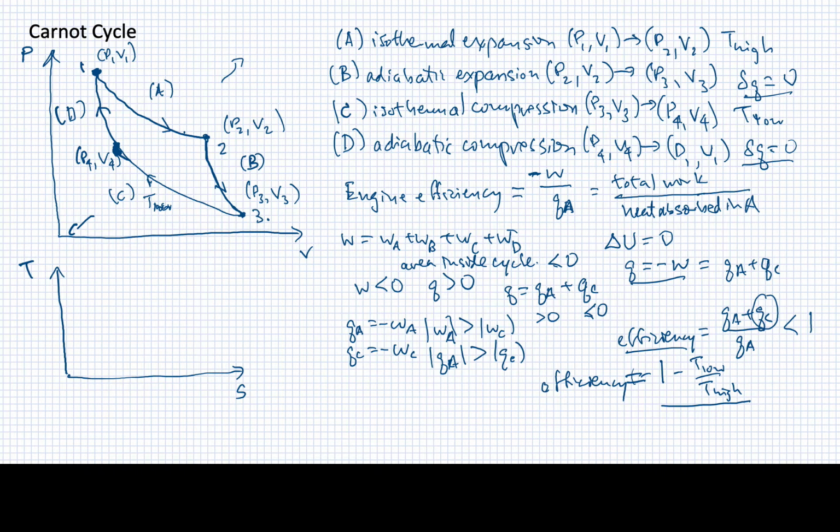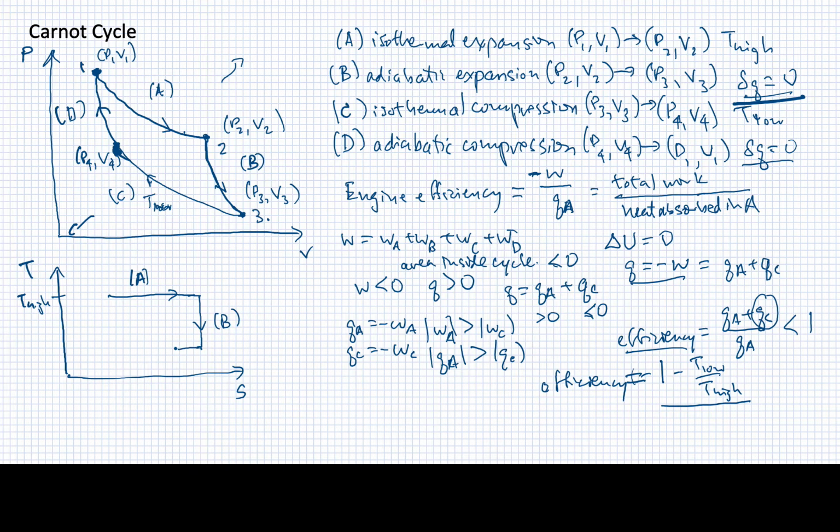Well, in the first step, we've got constant temperature. So this is T high. So we're basically going constant temperature across here. In the second step, so this is the A step, we've got dq equals 0, so that means that there's no change in the entropy. So we're going to go straight down. We have a constant entropy process. So this is step B.